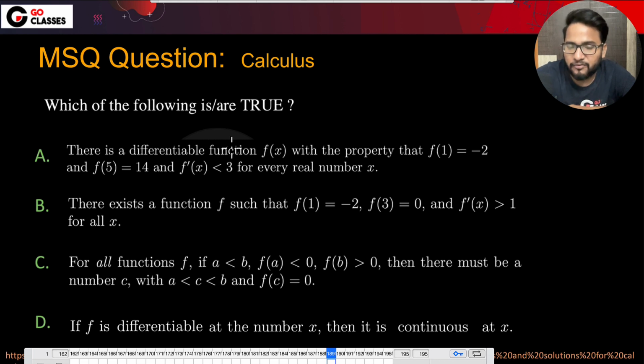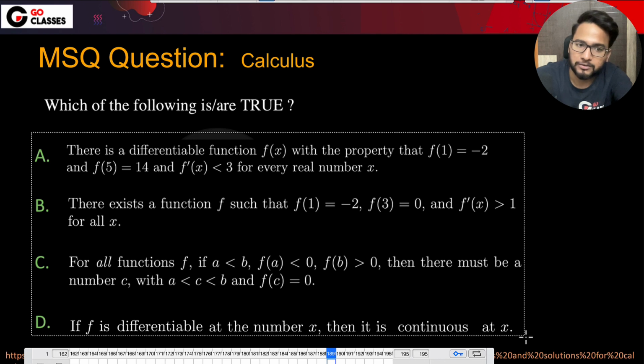So there is a differentiable function f(x) with the property that f(1) equals minus 2 and f(5) equals something, then f'(x) is less than 3 for every real number x. That's what is being asked. So what we can do is copy this particular statement. Okay, so these are the options A, B, C, D.